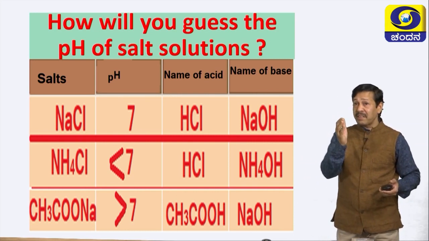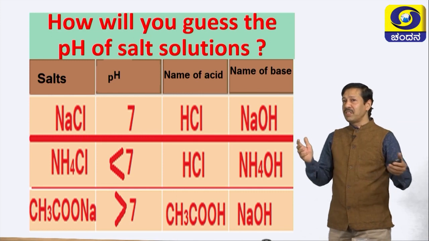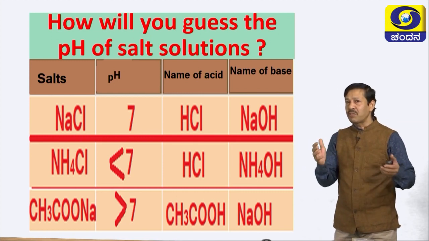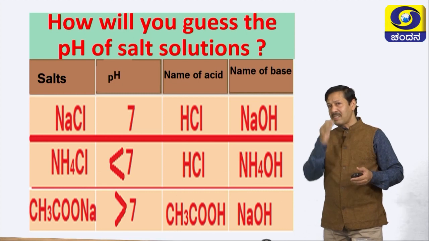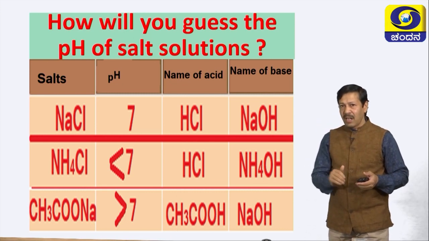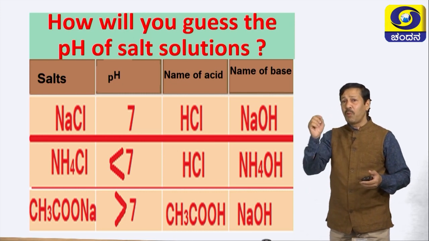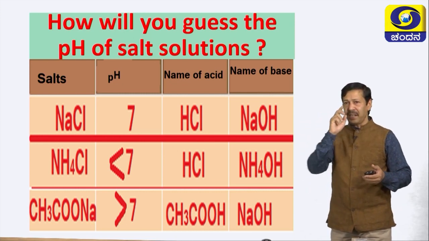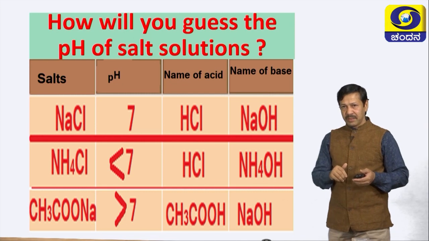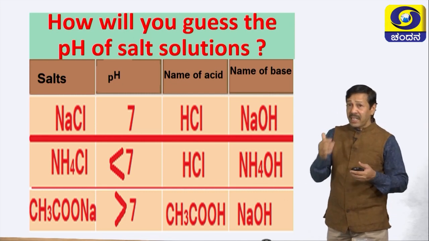Some important hints are there. By using those hints, you are able to solve this question. Now, let us see. The salts are NaCl, ammonium chloride NH4Cl and CH3COONa, sodium acetate. 3 salts are given. What is the pH? How to guess it?